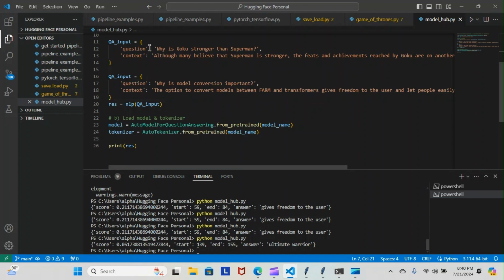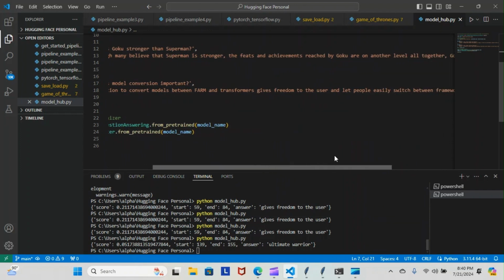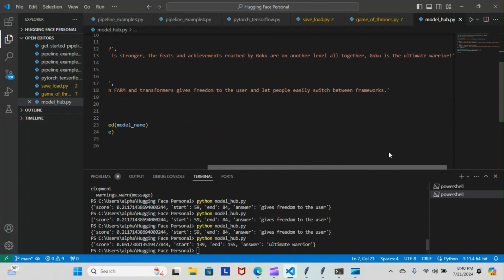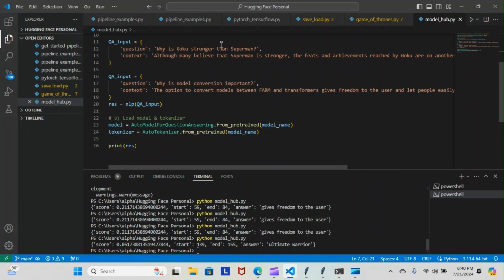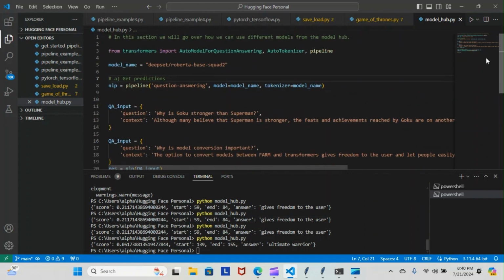And then I asked my own question on top here just to make sure everything was working good. Why is Goku stronger than Superman? And you see, although many believe that Superman is stronger, the feats and achievements reached by Goku are on another level altogether. Goku is the ultimate warrior. So why is Goku stronger than Superman? Ultimate warrior. Start 139 and 155. So our program is working. We did this one ourselves without any coursework or instructors. So yeah, that was pretty good to get done.